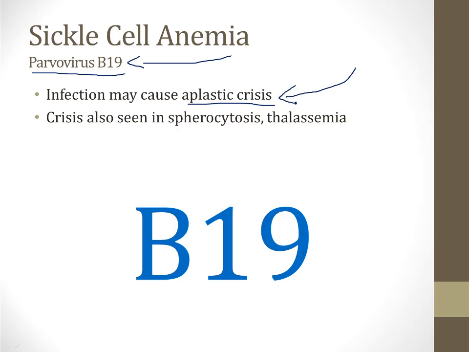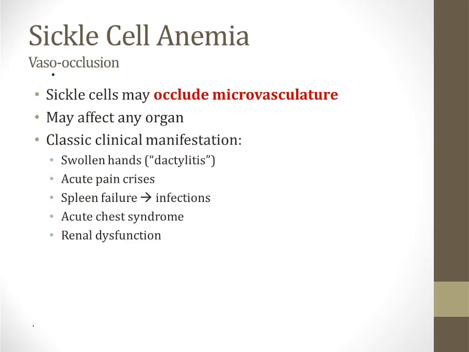An aplastic crisis after a B19 infection is also seen in spherocytosis and thalassemia and other disorders where there's chronic hemolysis and patients are highly dependent on their bone marrow. So now that we've talked about the hemolytic anemia side of sickle cell disease, let's talk about the other important feature of this disorder, and that is vaso-occlusion. Those sickled red blood cells can occlude the microvasculature, and this leads to a number of the unique features of sickle cell anemia that are not seen in other types of chronic hemolytic anemia.